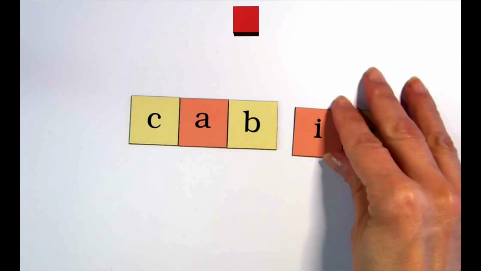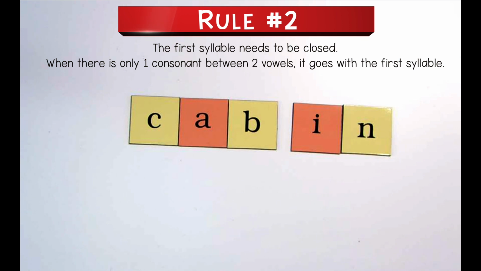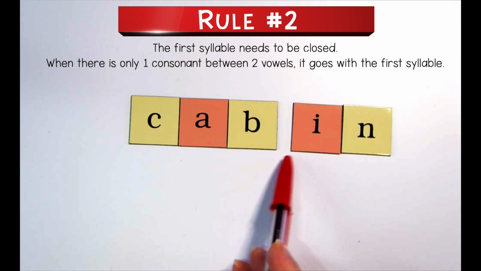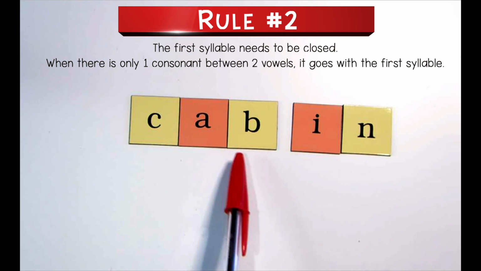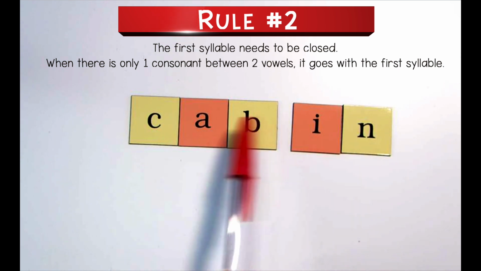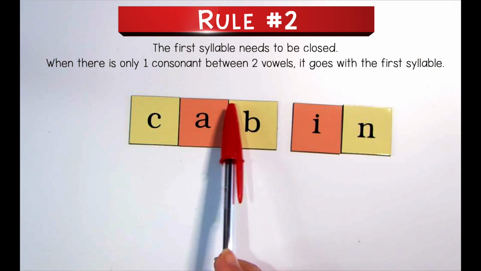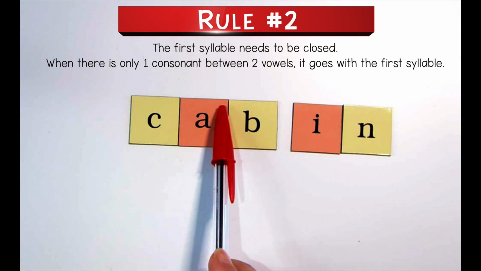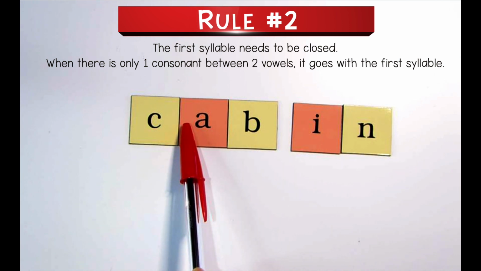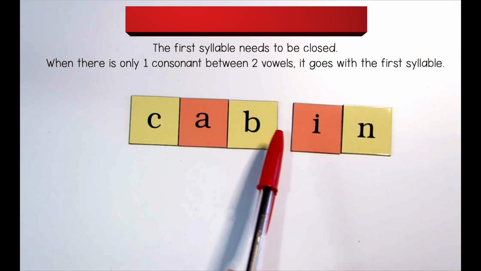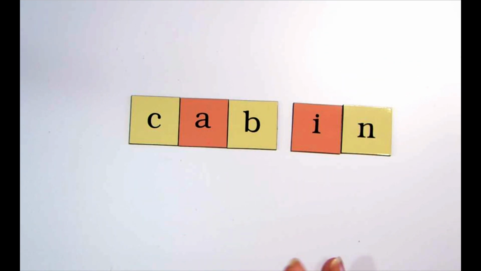This brings us to our second rule. And our second rule states that the first syllable needs to be closed in. When there is only one consonant between two vowels, it goes with the first syllable. So, for example, the word cab. That is the only consonant. There is only one consonant between the two vowels. So that consonant has to go with the first syllable. That's all that means. The consonant goes with the first syllable.